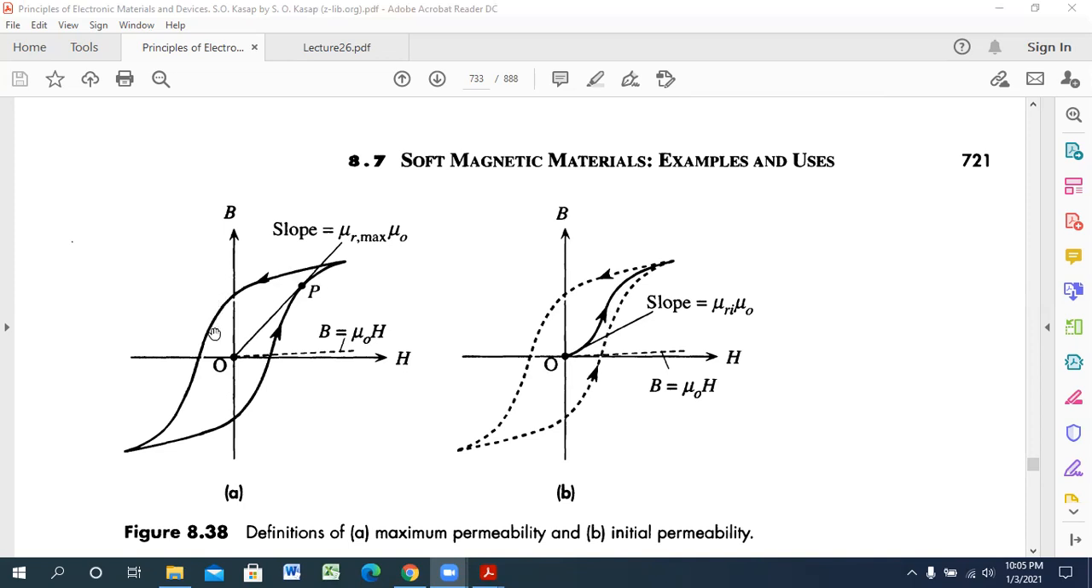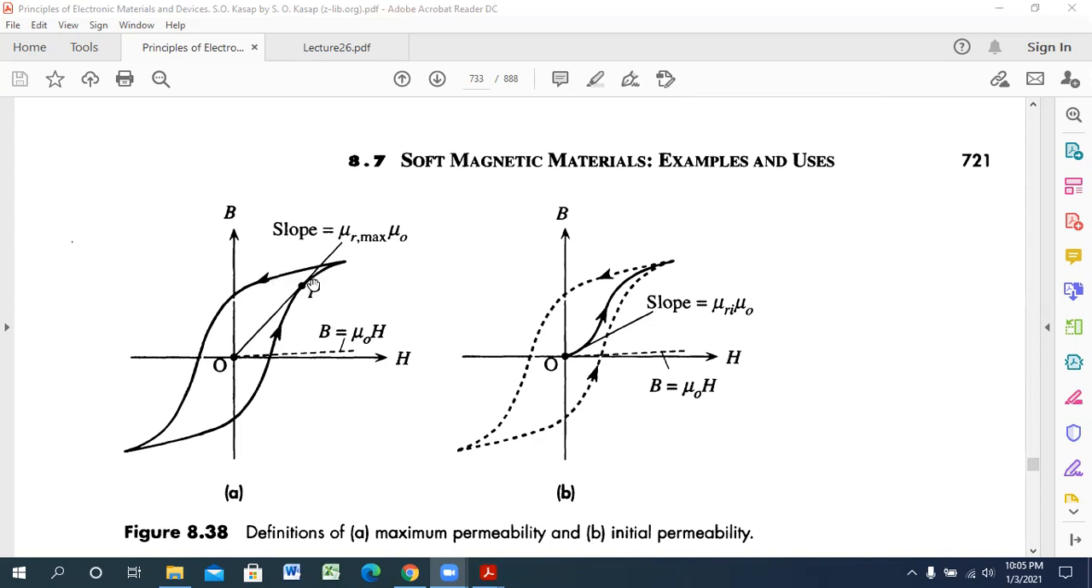Now, what is called the maximum permeability? Similarly, we have to draw the tangent starting from this origin to the last adjacent point of that particular curve, and from this tangent we get it.